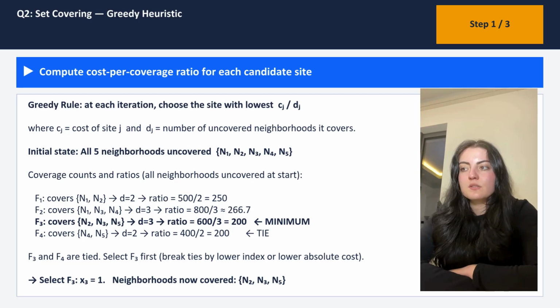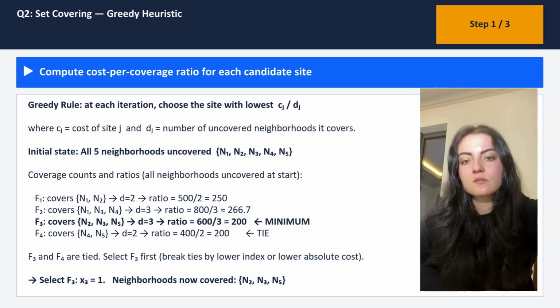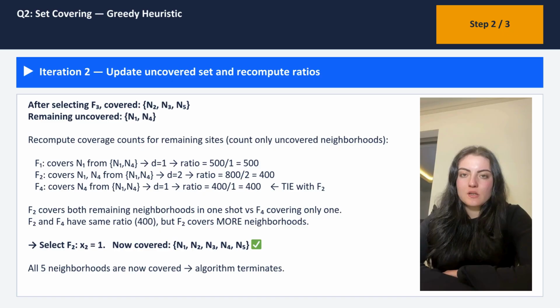Now that some neighborhoods are already covered, let's compute the ratios using only the uncovered ones. At this point, the uncovered neighborhoods are N1 and N4, so now we only count how many of these remaining neighborhoods each site can still cover. That changes the ratios. For example, a site that used to cover 3 neighborhoods may now only help with the one uncovered neighborhood, so its ratio becomes worse.